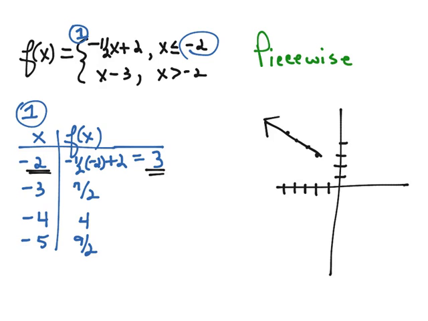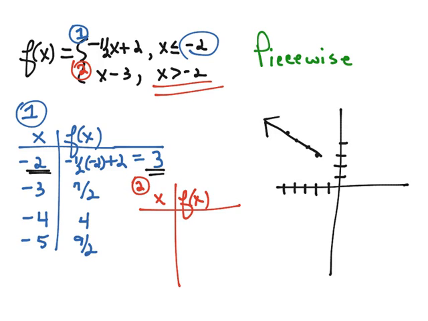Next, let's look at the other part of our graph. And so if we're going to graph part 2, we're going to do the same thing. We're going to make an f of x chart. And notice that this is defined when x is greater than negative 2. But to get your graphs to work out nicely, let's go ahead and imagine what would happen if I were to plug negative 2 in. Well, I would have negative 2 minus 3, which is equal to negative 5.